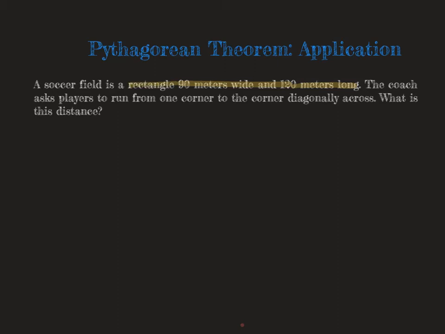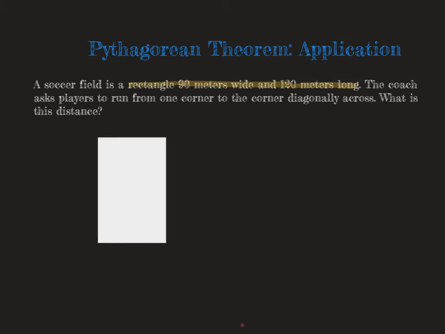So let's actually draw it out. The rectangle is going to be 90 meters wide. And then we also have 120 meters long. Now, when they're telling you to find the diagonal, that means that we're going to be finding this measurement. So this is going to be your C. And now you need to set up the a squared plus b squared equals c squared and look for C.